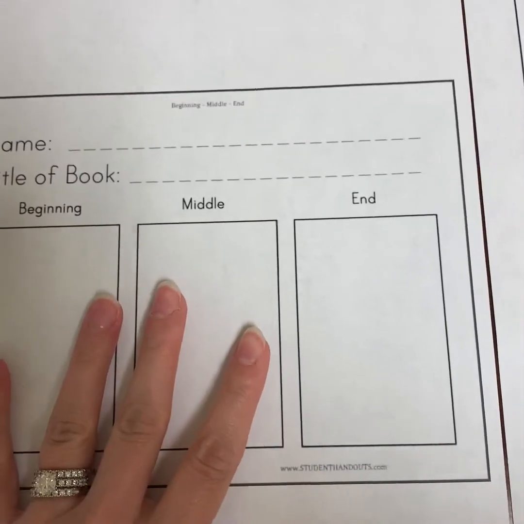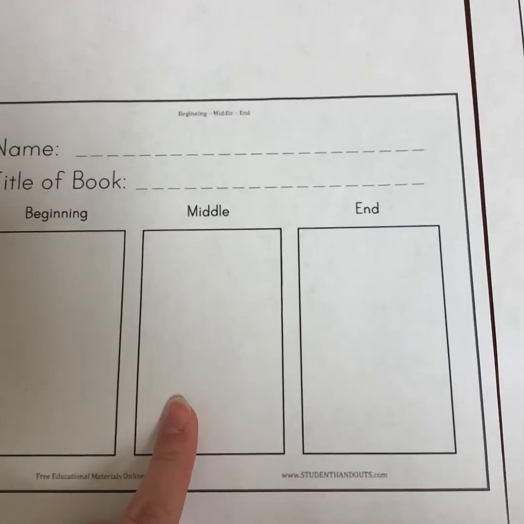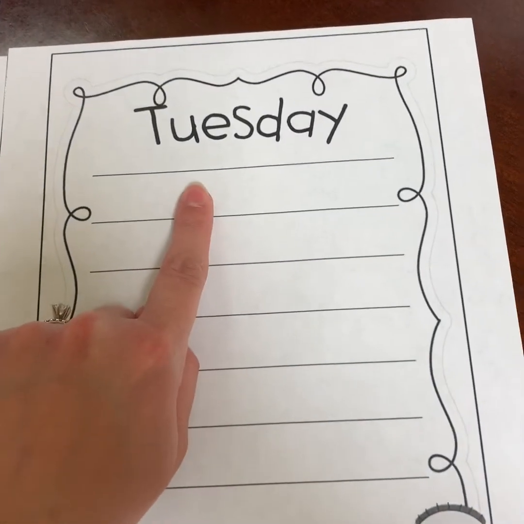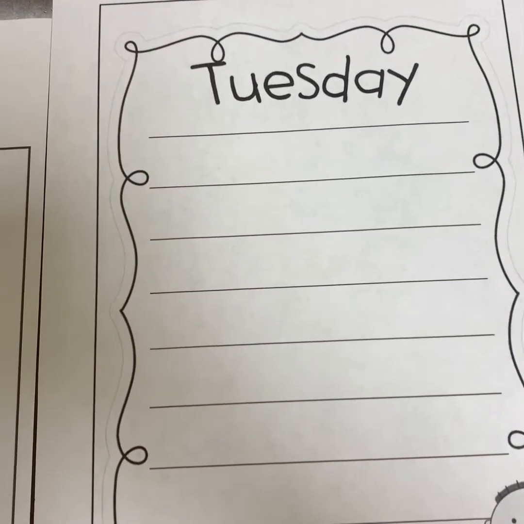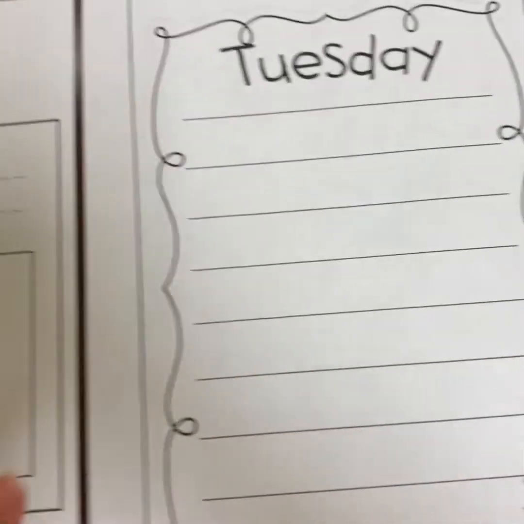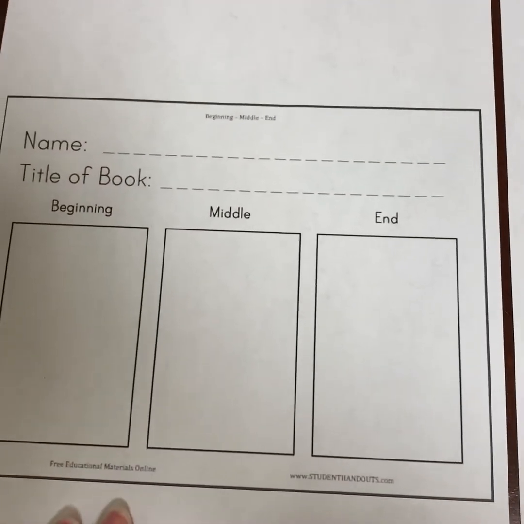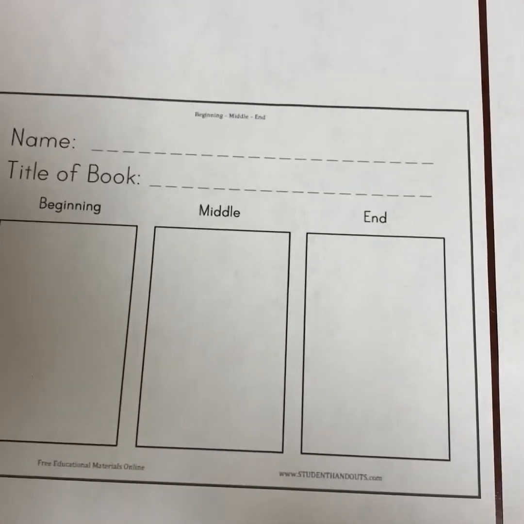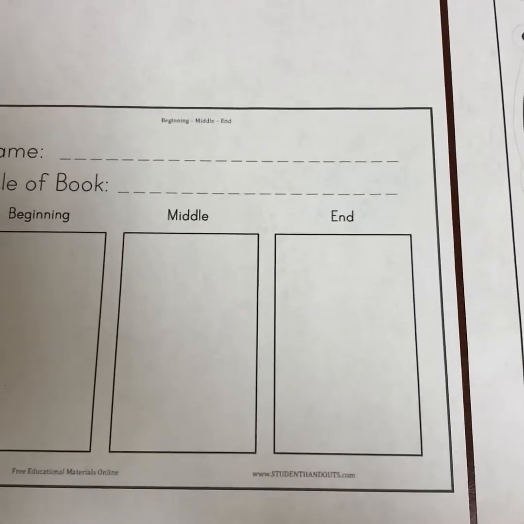We are going to continue on with our book study today of Flat Stanley. What I need for you to do is go and grab this paper and this paper, and it says Tuesday up at the top. If you need to grab them, go ahead and pause the video. If not, we're going to keep on trucking, okay?